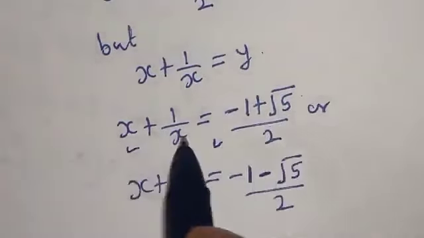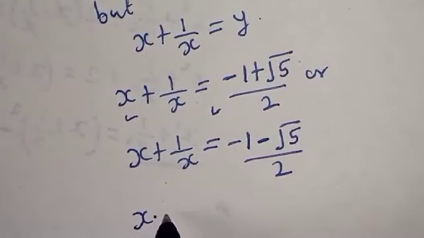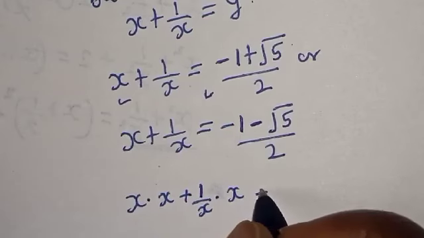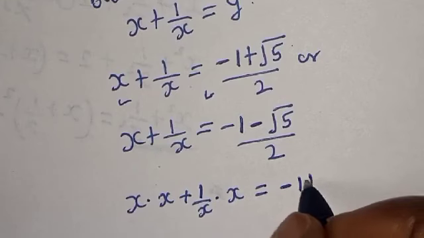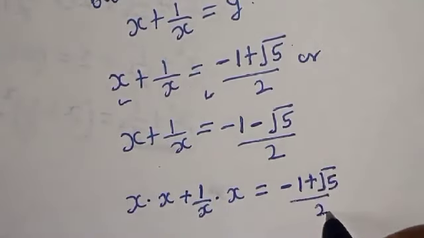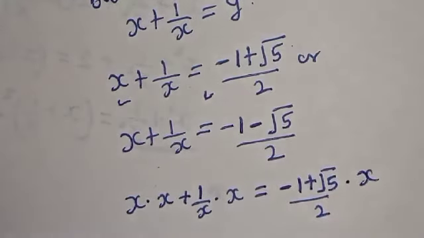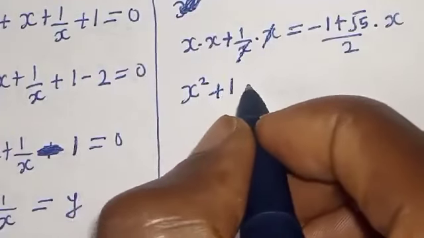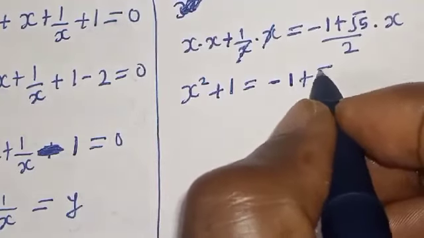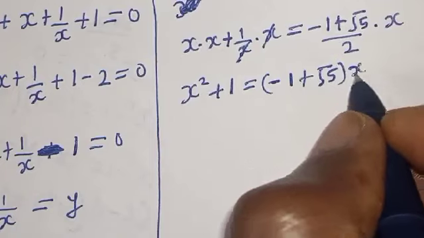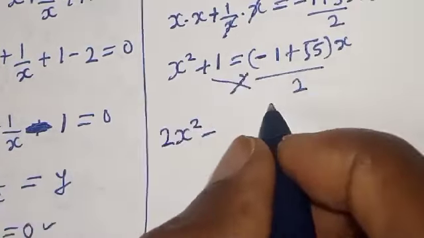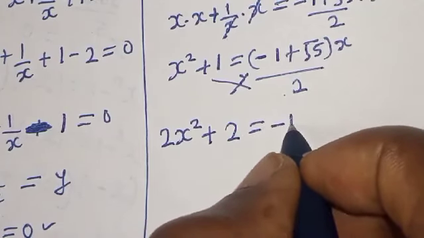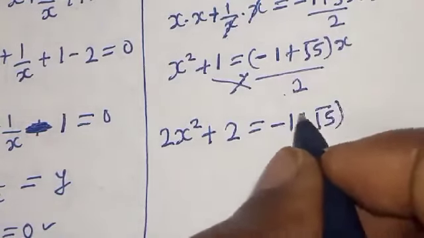From here, let's multiply all through by x. That is, x multiplied by x plus 1 over x multiplied by x is equal to minus 1 plus square root of 5 over 2 multiplied by x. x times x, this is x squared. This one will cancel this. Plus 1 is equal to minus 1 plus square root of 5 x over 2. Now let's cross multiply. 2 times this, 2x squared, plus 2 times 1, 2, is equal to minus 1 plus square root of 5 x.